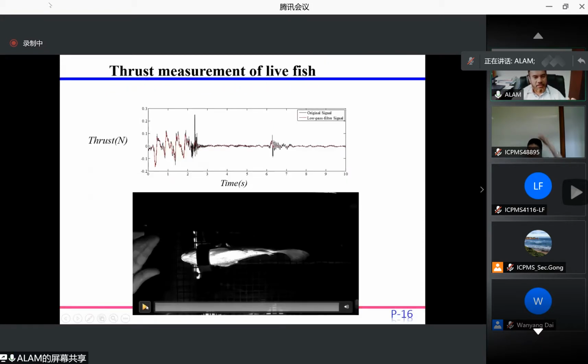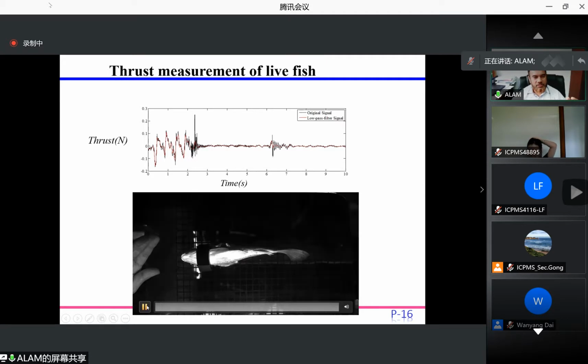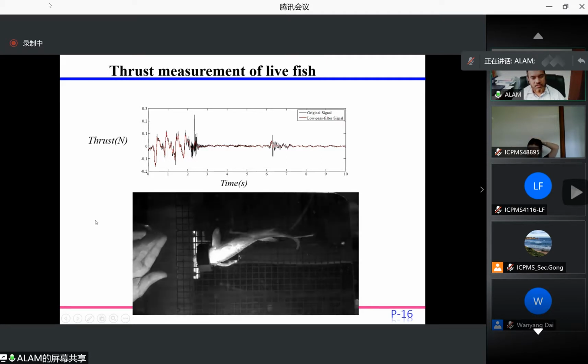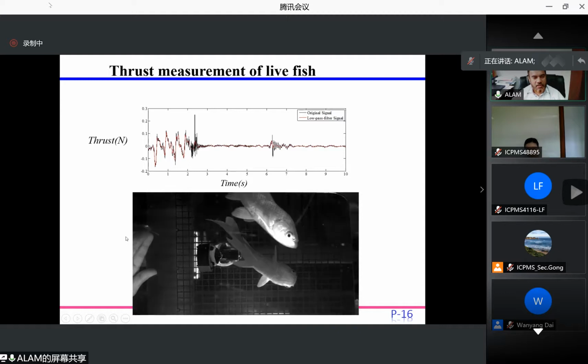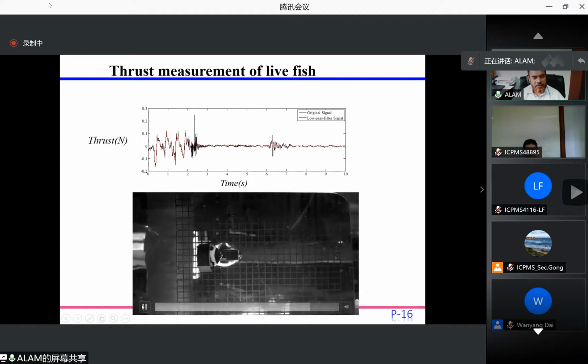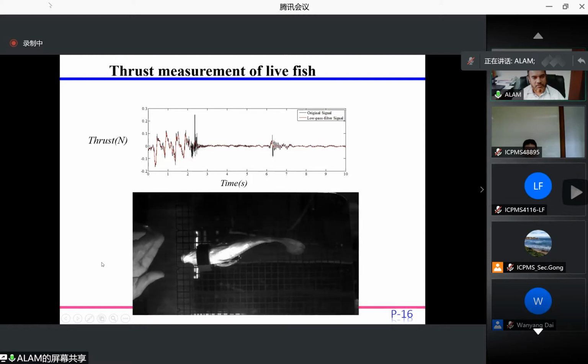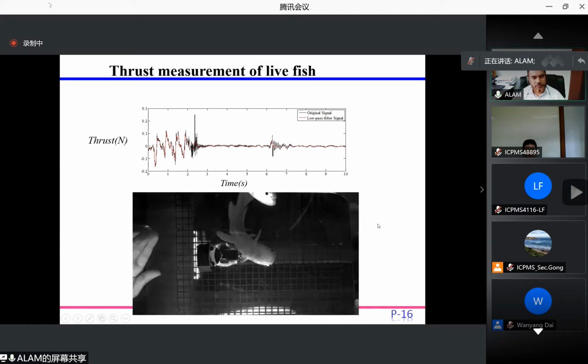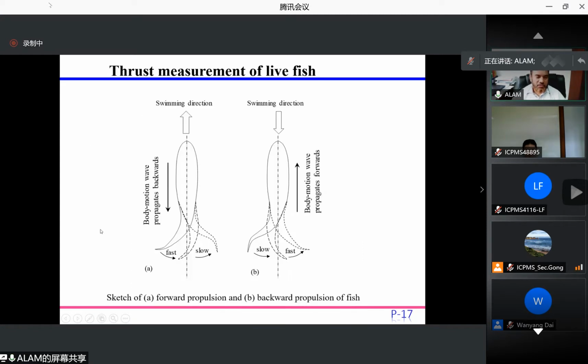In one case here, we tried to measure the thrust. Thrust is really difficult to measure. And when it is trying to escape from the back, then definitely the thrust becomes negative. And these are the two basic mechanisms for forward swimming and backward swimming, backward movement and forward movement.